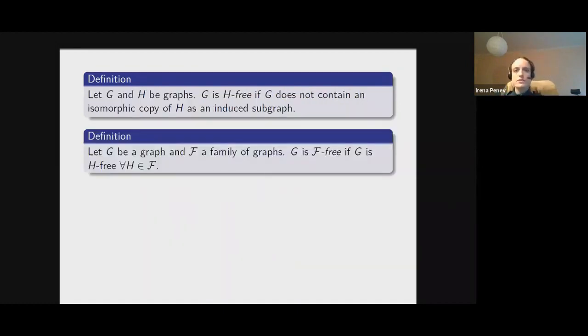And then we have this concept of H-free graphs. We have graphs G and H, and then G is H-free if G does not contain any isomorphic copy of H as an induced subgraph. And you can generalize that for families of graphs. If you have a graph G and a family of graphs F, then G is F-free if G is H-free for every graph H in F.